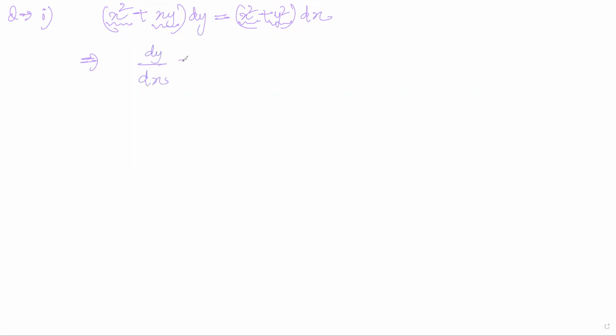But you should always confirm it, and you can do that by just rearranging the terms. So this would become dy by dx equals x square plus y square divided by x square plus xy. And now you can observe this: the degree of the numerator is 2. And just a minute, guys.